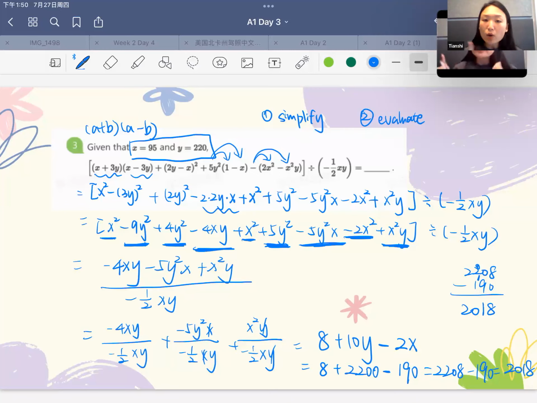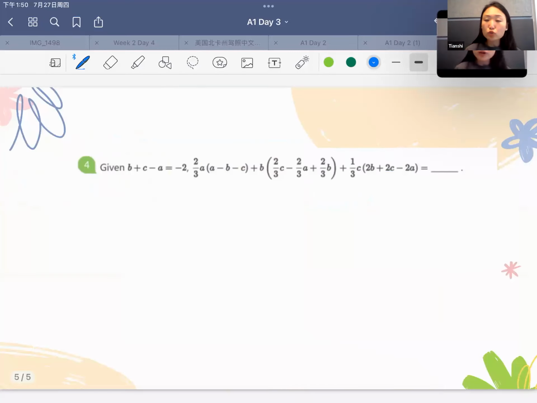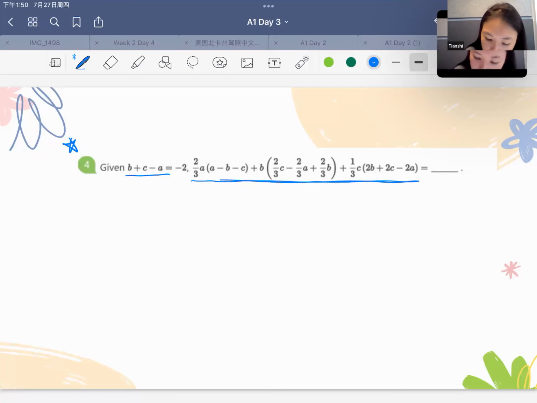So for this one, the takeaway is that we need to always simplify it first and then evaluate the result. Okay, and then let's move on to the last one. This one is a little bit challenging, so let's read this question together. We know the value for the combo b plus c minus a is -2. We do not know the exact value for a, b, and c, but we know that as a combo, the value is -2. And we need to calculate the result for this complicated formula.